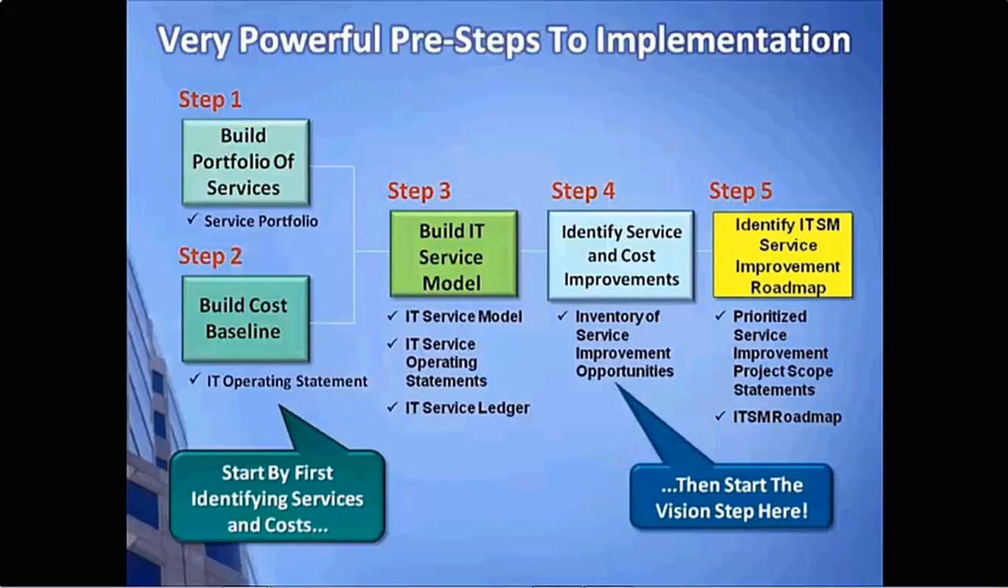And then finally in step 5, we're going to identify our service improvement roadmap. So the way you can use this is like a pre-effort to your implementation effort. Your first 3 steps in this picture are going to be identifying what your services are and what your costs are. Then steps 4 and 5 are essentially the vision and assessment step that would occur in our regular implementation approach. And that can help you move forward. But understanding your services, cost, and demand provide so much value, I can't state it enough here. It really identifies where things need to improve and where things need to go.